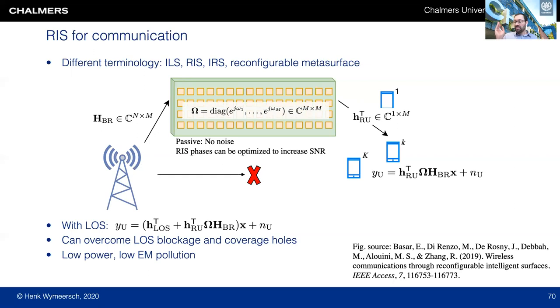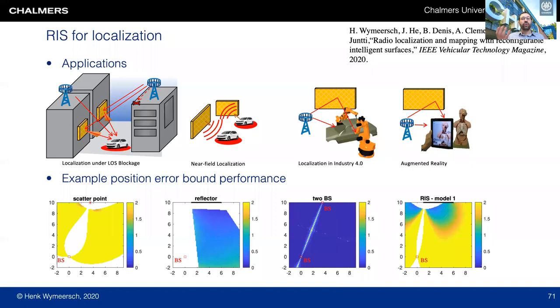But since I said in the beginning, any new technology for communication is an opportunity for positioning, you can also use these technologies for positioning. There's this magazine paper that we recently wrote where we want to do positioning under line of sight blockage. We want to use these surfaces for near field localization, because these surfaces can be quite big. That means the far field assumption of plane waves is no longer valid. Our waves will be curved, so we can get some performance benefits from this. We can do localization in a very dense multipath environment and maybe even enable new applications.